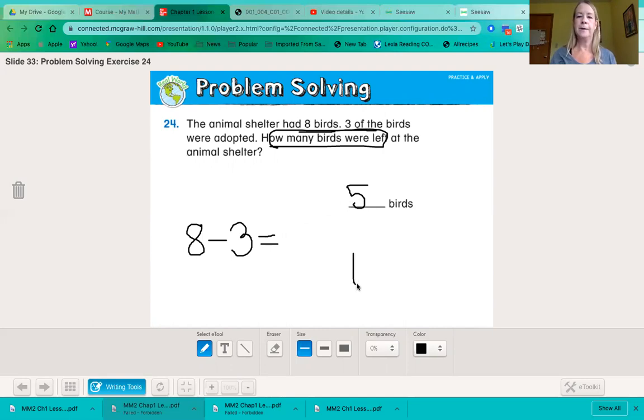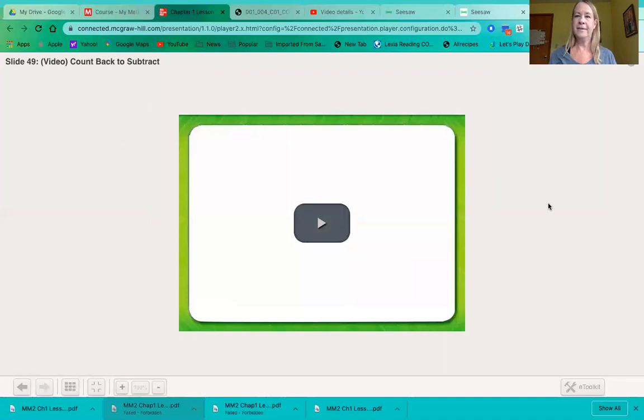So if we're thinking part whole, 8's how many we had all together. And we know that 3 is one of the parts. What's the other missing part? 5 and 3 make 8. So that's how part whole helps us to do subtraction. Here's a little video, and then you can do your work.